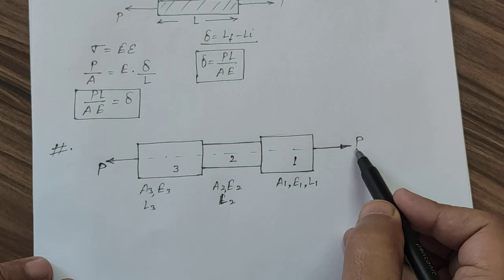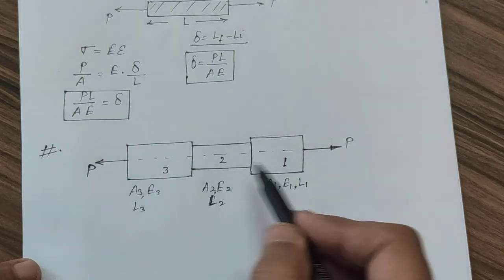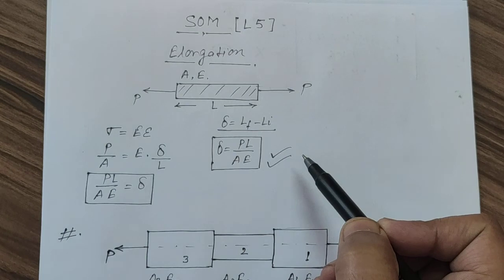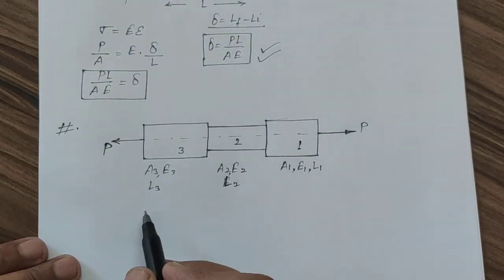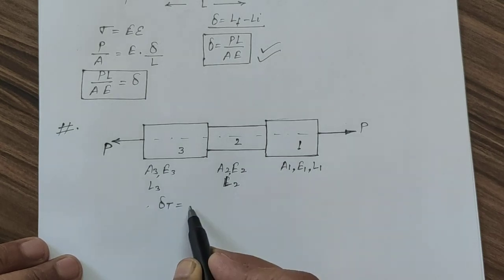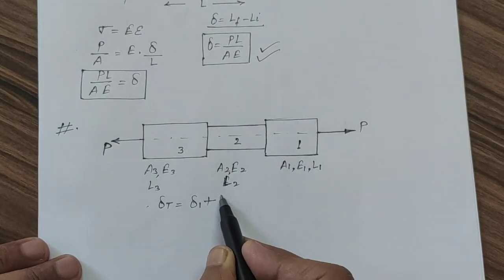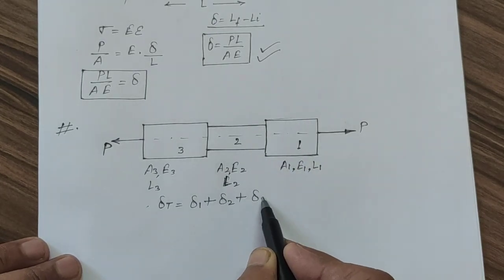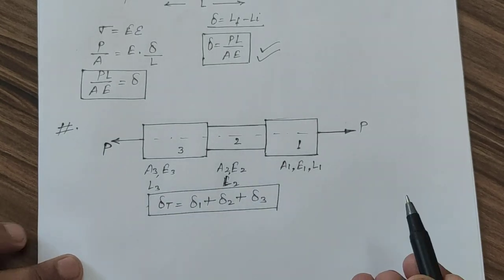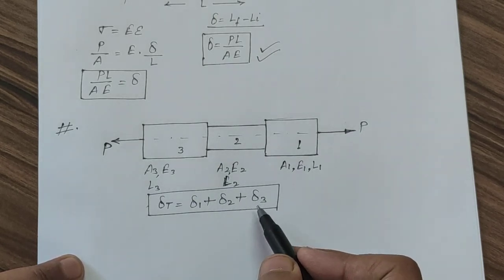Now due to application of load P, we have to calculate the total elongation in the bar. Here we took the single bar, so that formula was developed. Now we have to calculate the total elongation. We can say that the total elongation is equal to elongation in member 1 plus elongation in member 2 plus elongation in member 3. If we have 4 members, then we can say del 1 plus del 2 plus del 3 plus del 4.